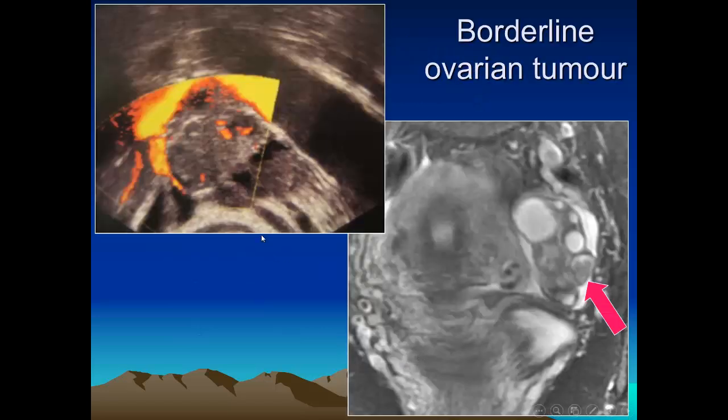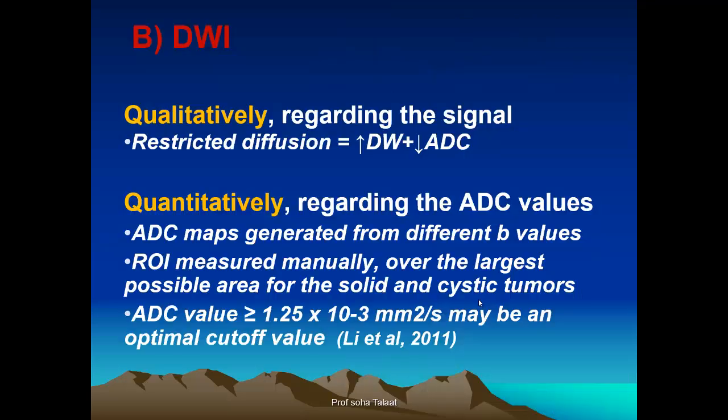This is a borderline ovarian tumor. The ovary is bulky, but not so much enlarged, but there is a solid component that is vascular on color Doppler, and here it is inside the follicle. Note, there is still a follicle inside, so this is a very small borderline ovarian tumor.